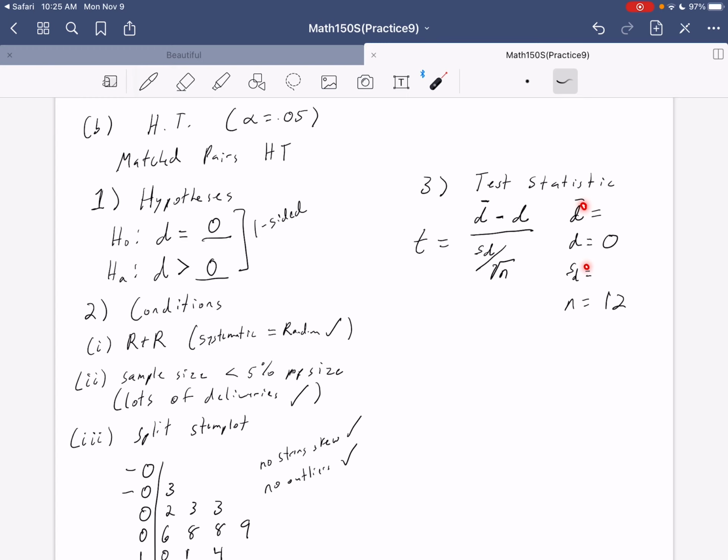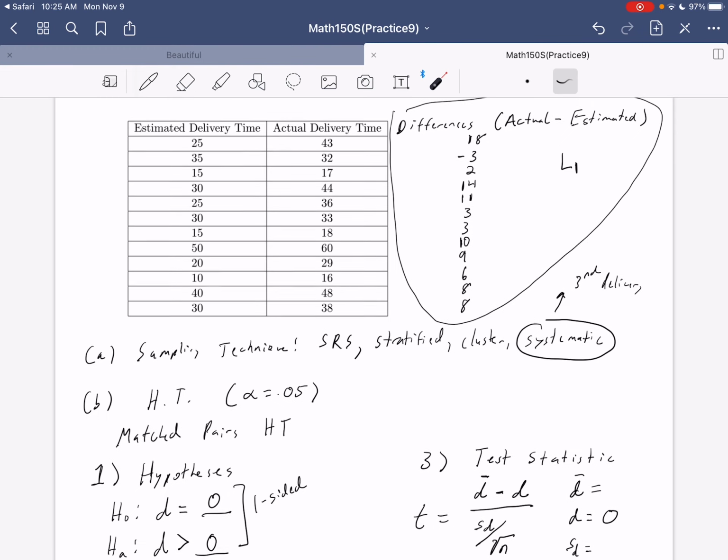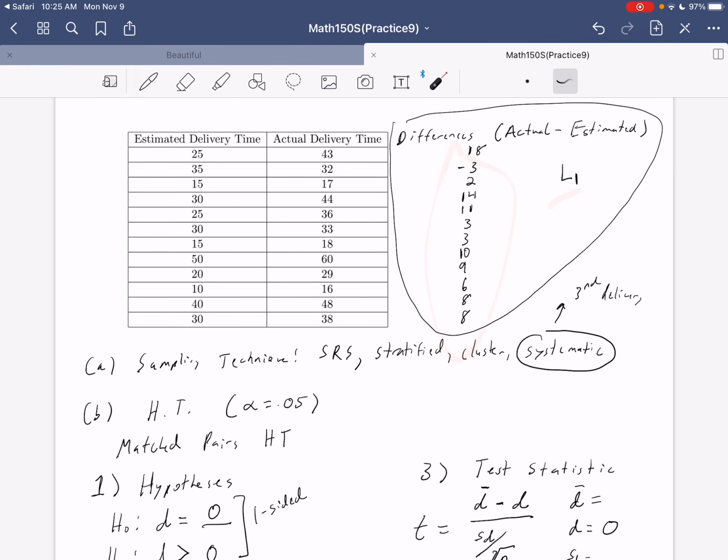How do we get this d bar and s_d? Well, that of course is going to be from putting this data into L1. So let's go ahead and do that. If you're following along in your calculator, go ahead and put in those differences. So 18, negative 3, 2, 14, 11, 3, 3, 10, 9, 6, 8, 8. And then we do stat, calc, 1-Var Stats, just like we used to do.